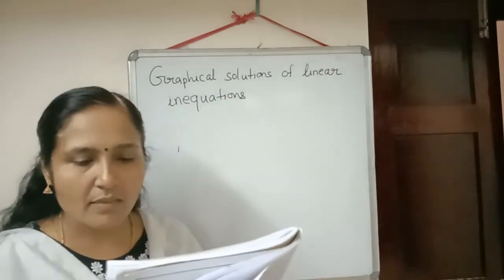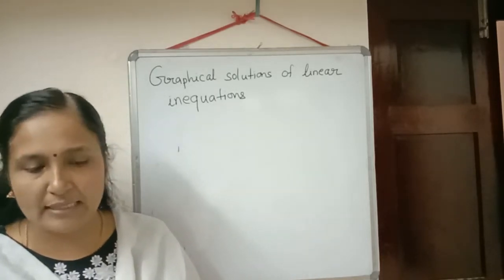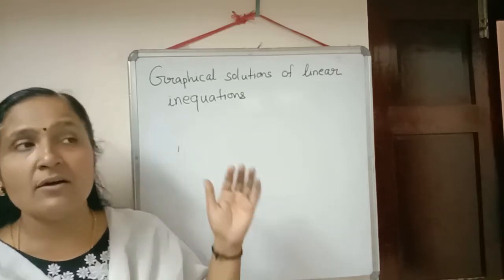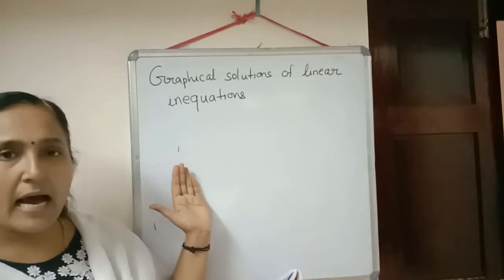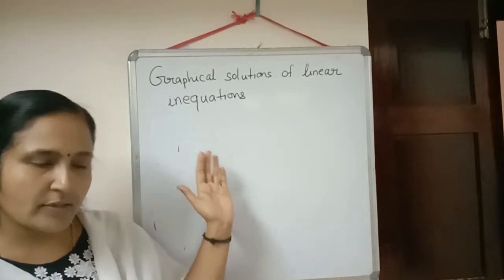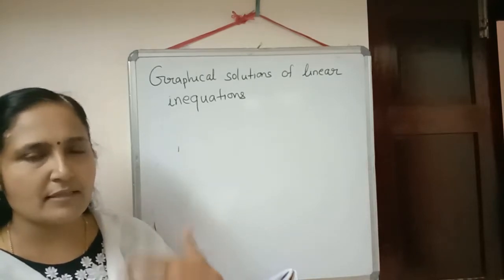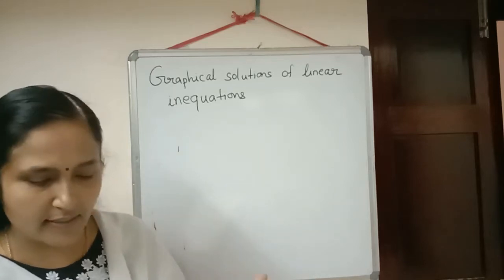So we wrote: put x equal to 0, y equal to 0 in the given inequation. If it satisfies the inequation, the solution region will be on the side of the origin. Otherwise, it will be on the opposite side of the origin. We'll discuss it with the help of examples. Now, the third step.